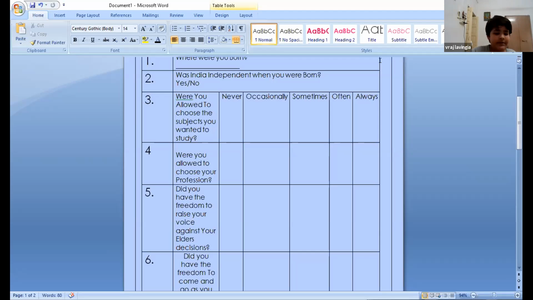Or ma'am, can we first write the question and downwards write the answer, like occasionally or yes or no? No, it's already there on your questionnaire. Put a tick there. Here you will only put a tick, Vraj. You need not write. Inside the box, put a tick.